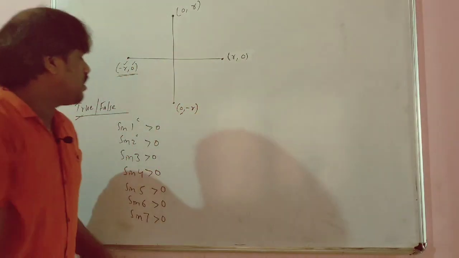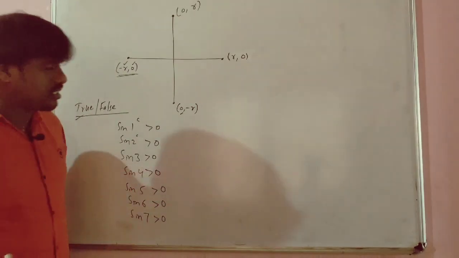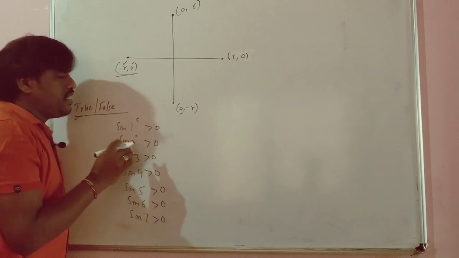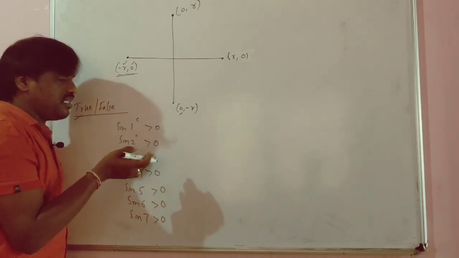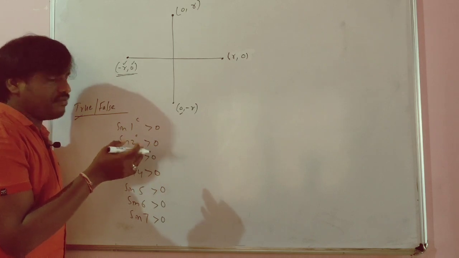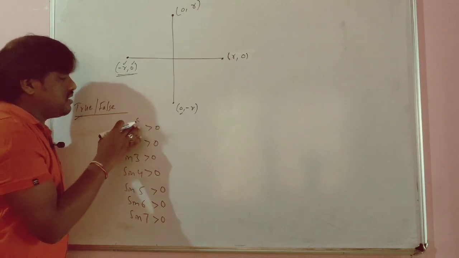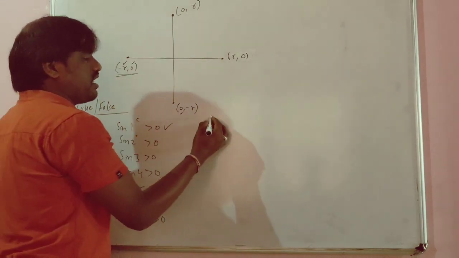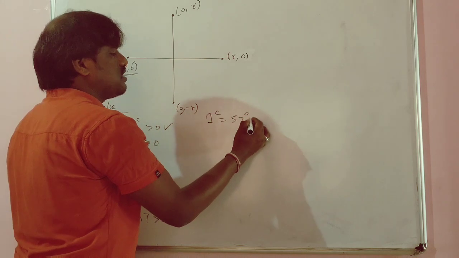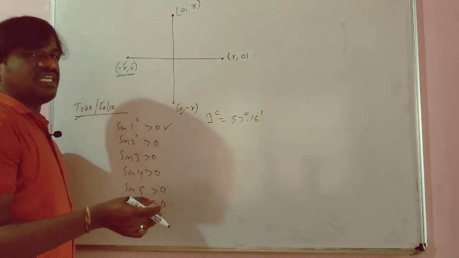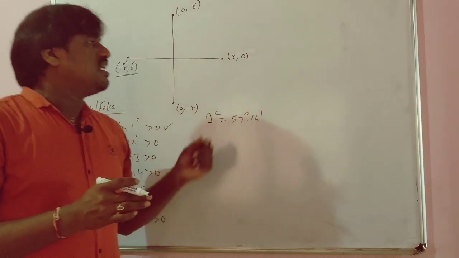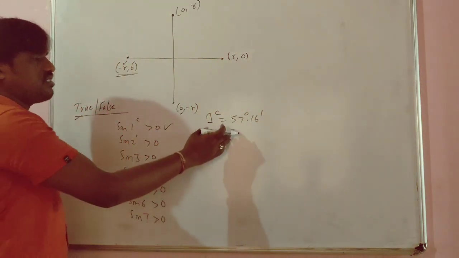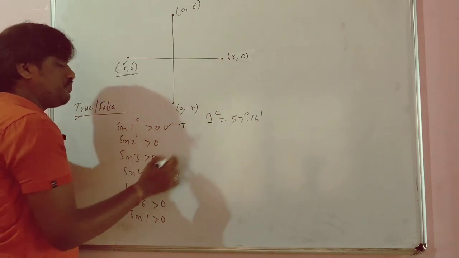So let us see here, this is the main thing I want to explain to you. Sin 1 degree, 1 radian is equal to dash. Is sin 1 radian greater than 0 or not, that is what I have. So sin 1 radian is always greater than 0. The reason is that 1 radian value is 57 degrees 16 minutes. Sin 57 degrees value we don't know, but you can see that sin in the first quadrant is positive. So it is true.